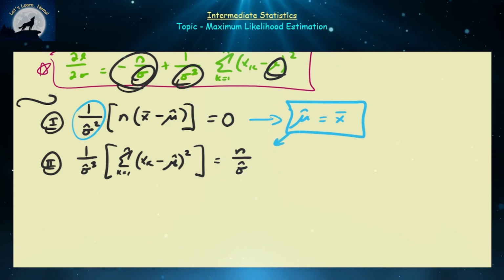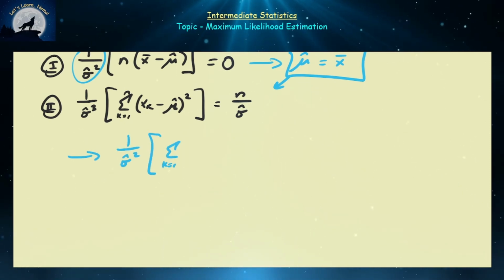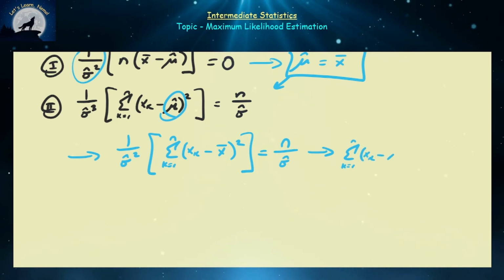So substituting that into this expression, what do we get? We're going to have 1 over sigma hat, the quantity squared, times the sum from k equals 1 to n of xk minus mu hat, which is now x bar, so I'm just replacing that with x bar. And that's going to be equal to n over sigma hat. Multiply both sides by sigma hat squared, and that's going to give us the sum from k equals 1 to n of (xk minus x bar) squared equal to n times sigma hat squared.